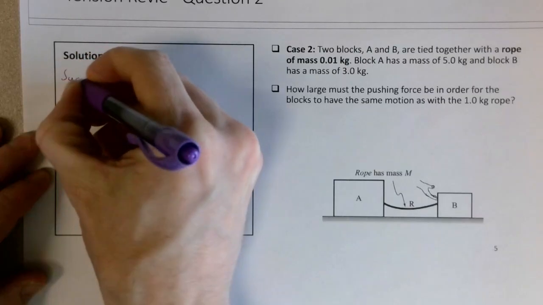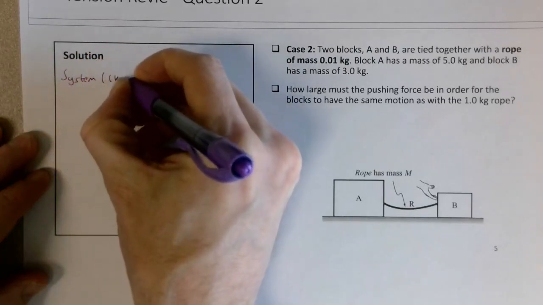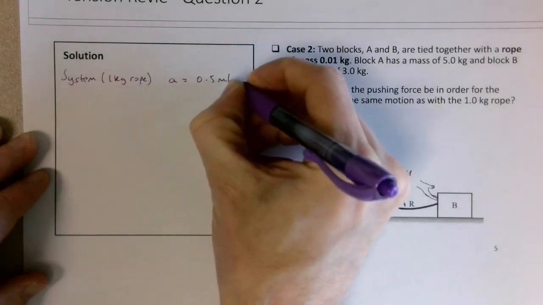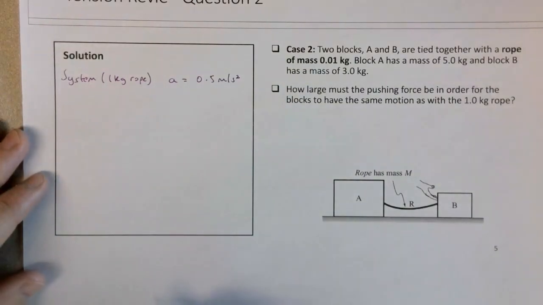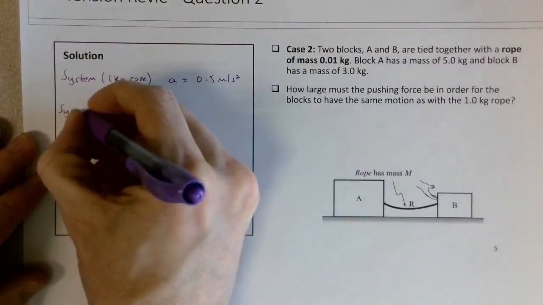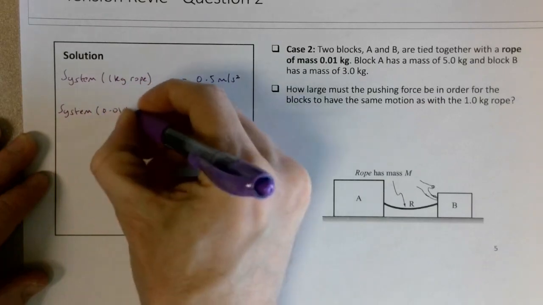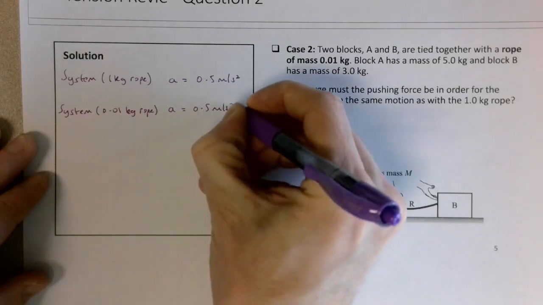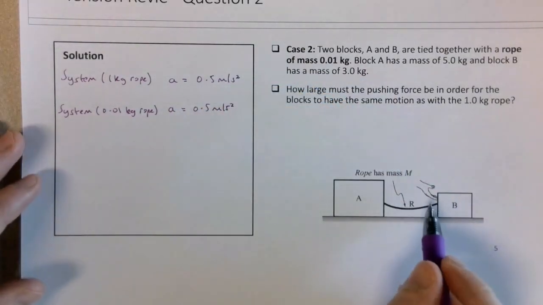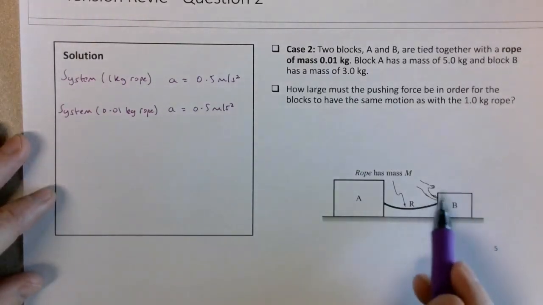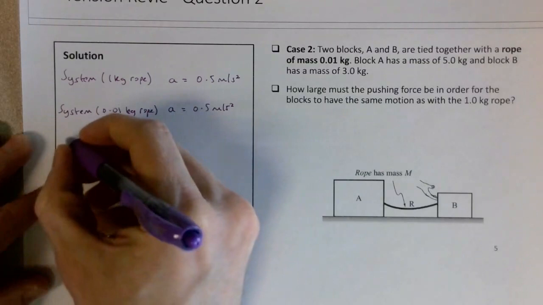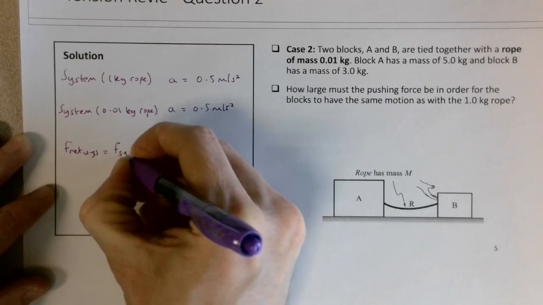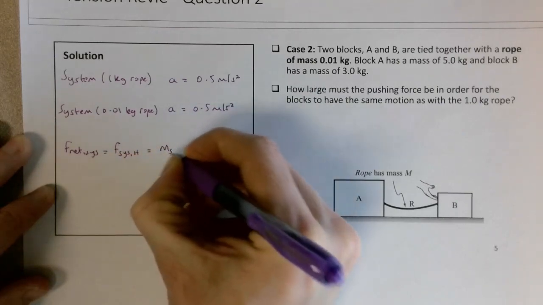So the system with the 1 kg rope, we knew the acceleration was 0.5 meters per second squared. So if we want the system with the 0.01 kg rope, we want that to have the same acceleration. So the pushing force, because the surface is frictionless, the pushing force is equivalent to the net force on the system. So F net on the system is equal to F on the system by the hand, and that's the mass of the system times a.